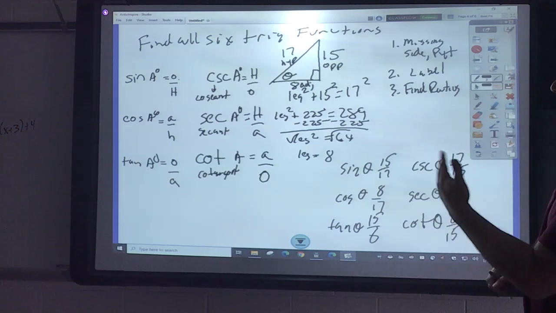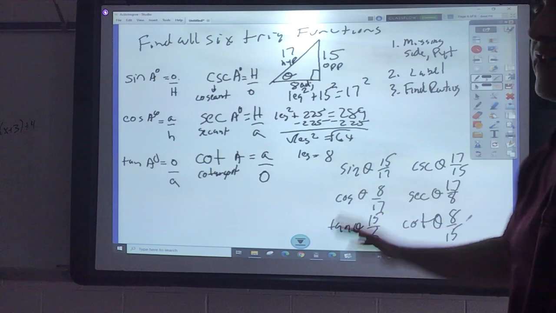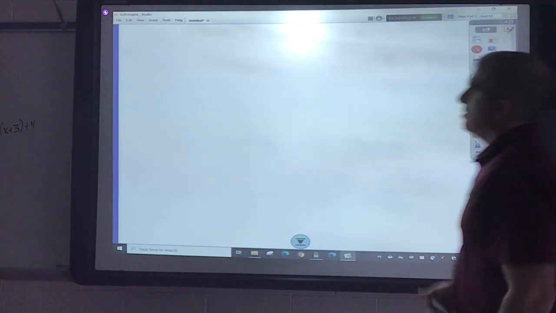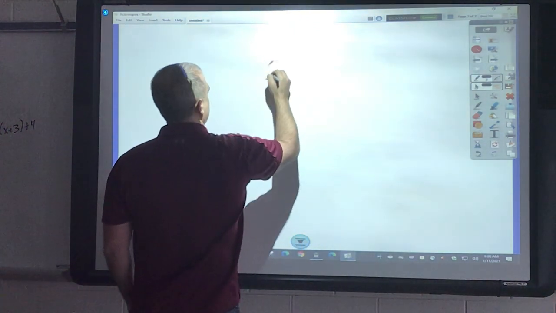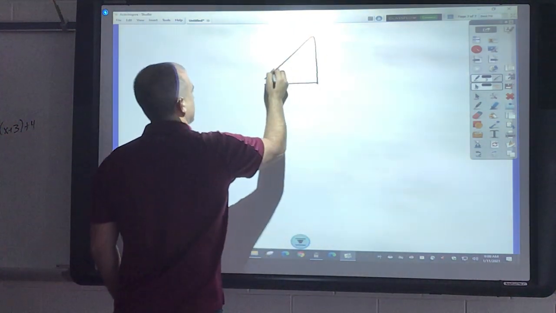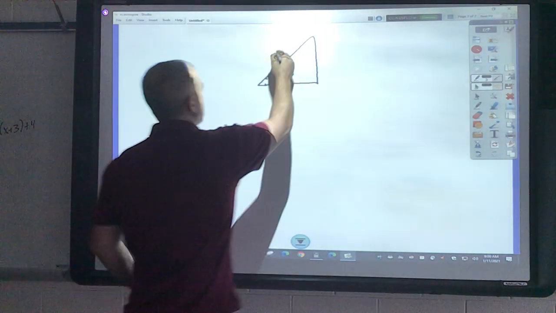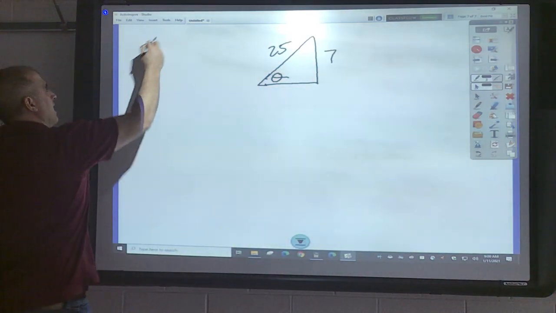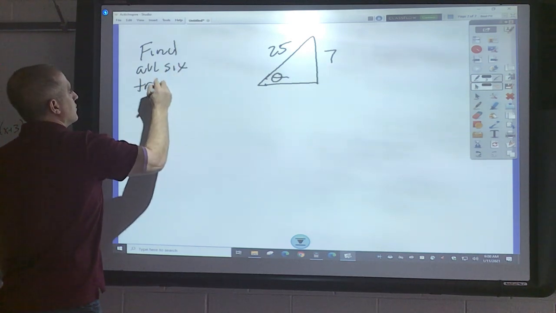I don't think that's overly complicated. Now, when we get later in this unit, we're going to introduce negatives and radicals and all that, but for today, I don't want to get into that. Okay? So let's say I had this example here. Let's say I had 25 and 7, and I said, find all 6 trig functions.